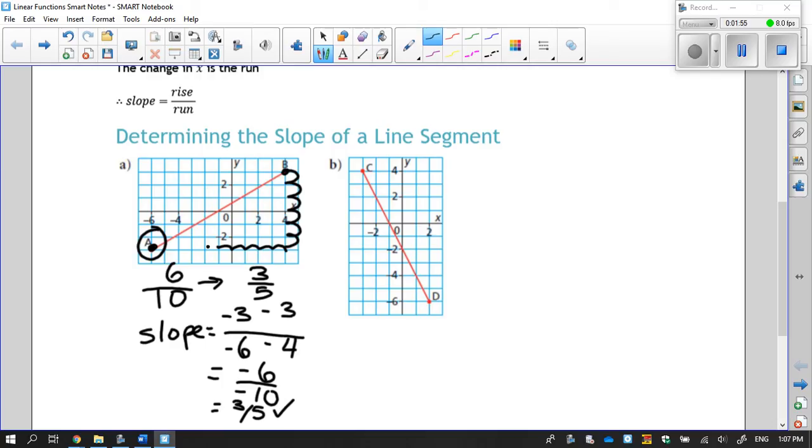For this one, let's just count it out and reduce it. So we can use C, D, or we can use this one right here because it looks like it crosses perfectly. So then you go down 1, 2, 3, 4, 5, 6. So down 6 and over 1, 2, 3. So that leaves us with -2 over 1. And I leave it like this because we're not dealing with an equation right now. But when we deal with an equation, we just leave it like this.